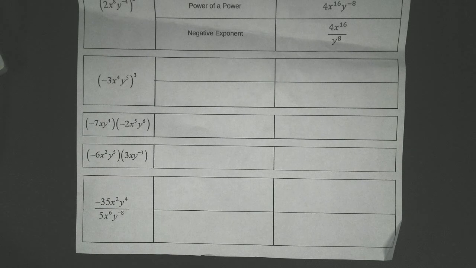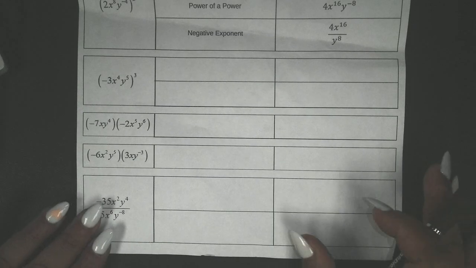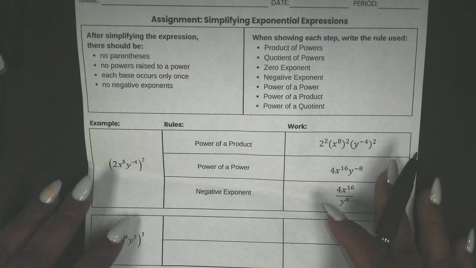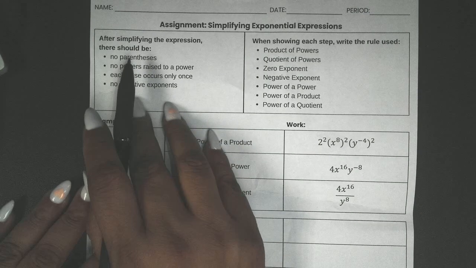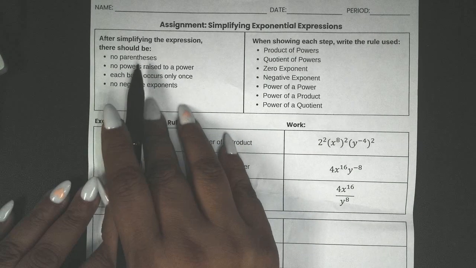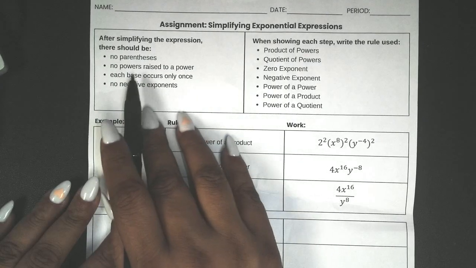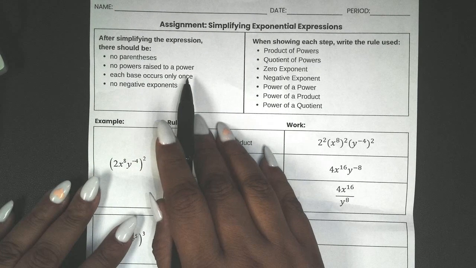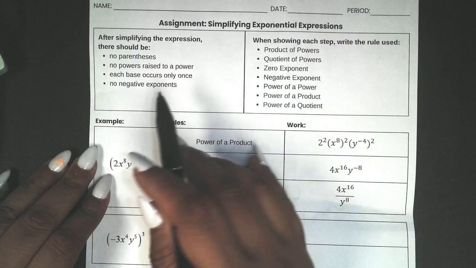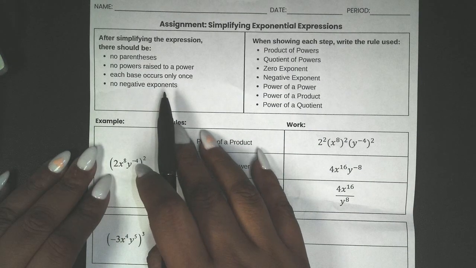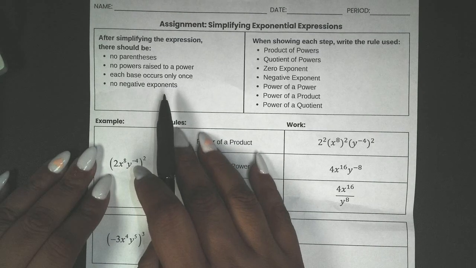Okay, in this assignment, we're simplifying exponential expressions. Make sure that at the end of your simplifying there are no parentheses left, no powers raised to another power. Each base occurs only once. That means you have a number and then each variable one time. And then no negative exponents and no zero exponents.